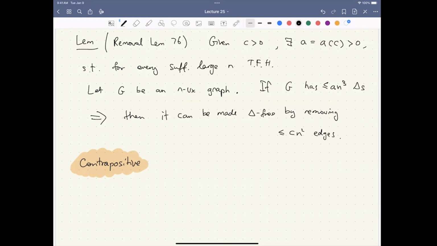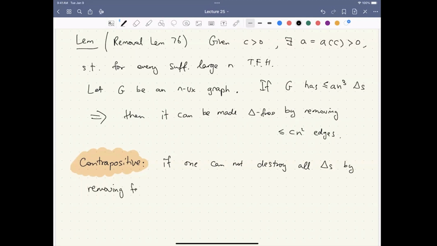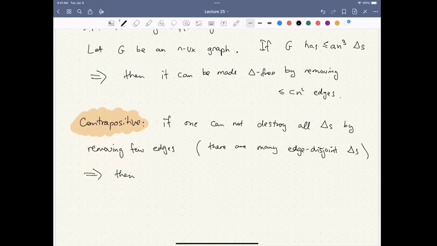So the contrapositive is saying, if one cannot destroy all triangles by removing few edges, and what this means is that there are many edge disjoint triangles, then the graph contains a positive fraction of triangles. Many triangles.